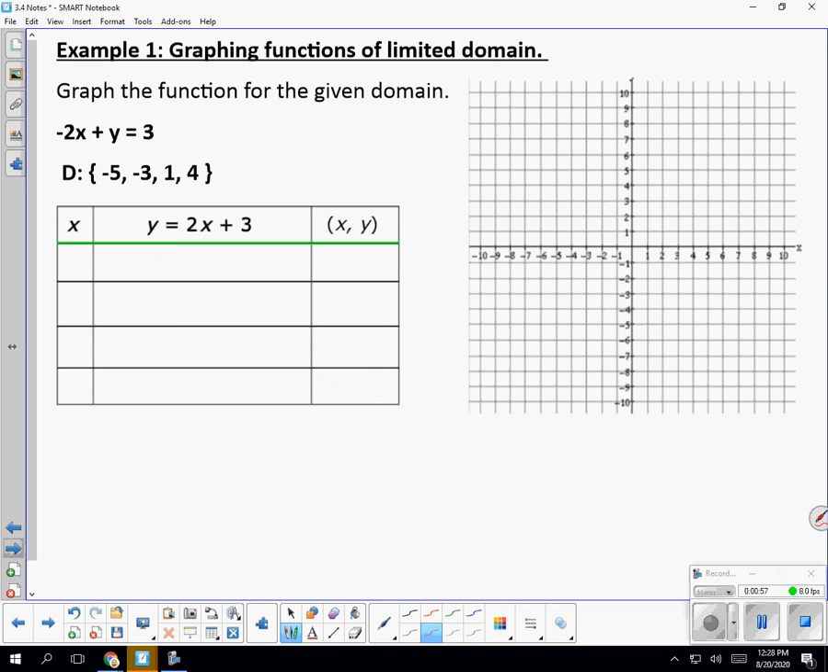Here we have an example. We're going to graph this function for the given domain. If we're given a domain, that means this graph is going to be discrete. So here I'm going to solve for y. The way that I'm going to do that is I'm going to add 2x to both sides. So I have the equation y equals 2x plus 3.